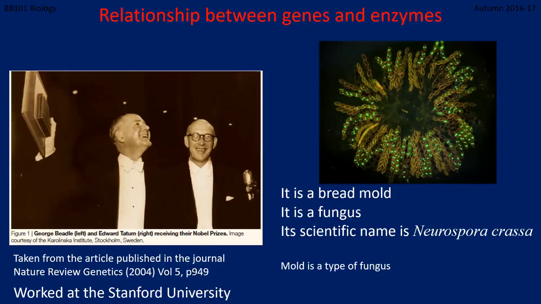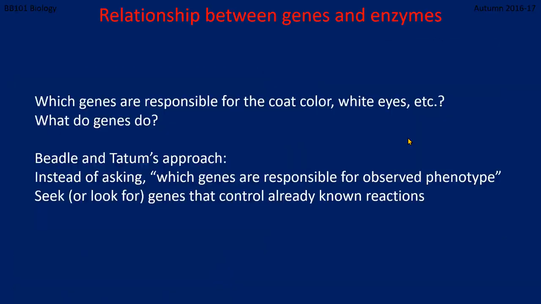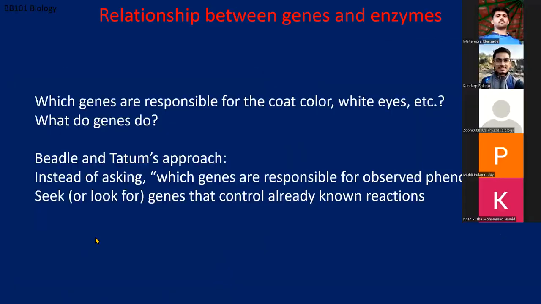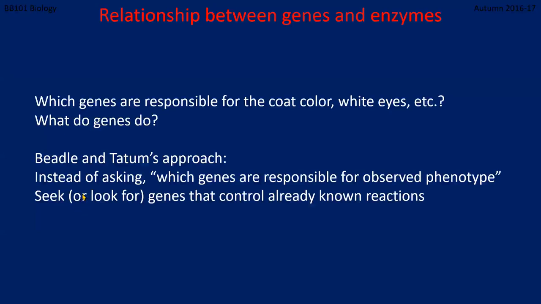What they did is they took the wild type, where nothing is missing, and asked a series of questions, and their approach was a little different. At that time, the biggest question was how the genes are responsible for a particular phenotype, and how the phenotype can be observed with the genes. Instead of asking this question, they wanted to understand which gene controls which reaction. So it's a slightly different aspect.